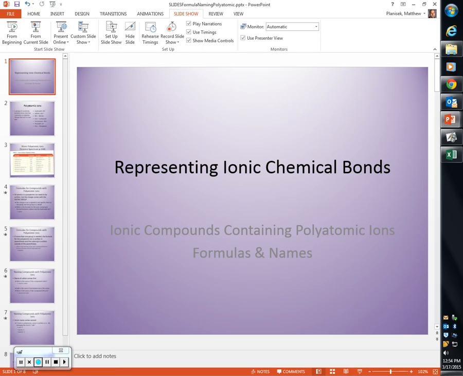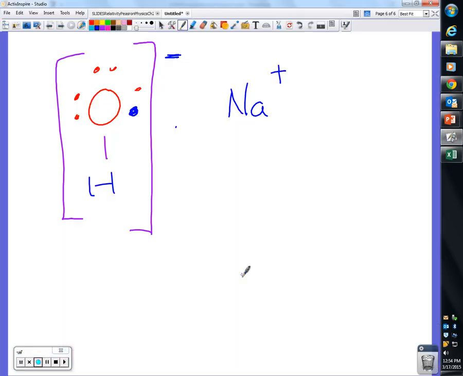Specifically, this here is a polyatomic anion. Because what kind of charge does it have? A negative charge. This is a polyatomic anion because it's many atoms joined together that have a charge.